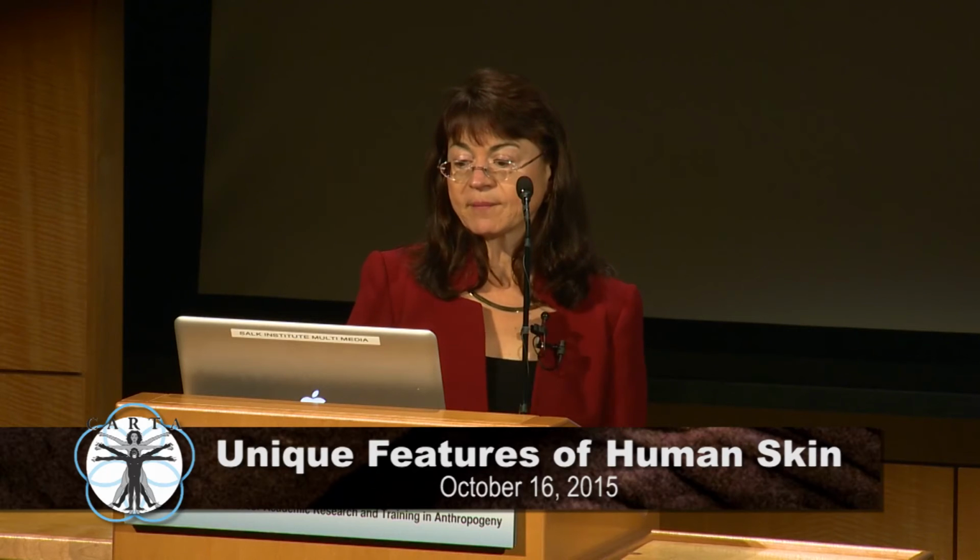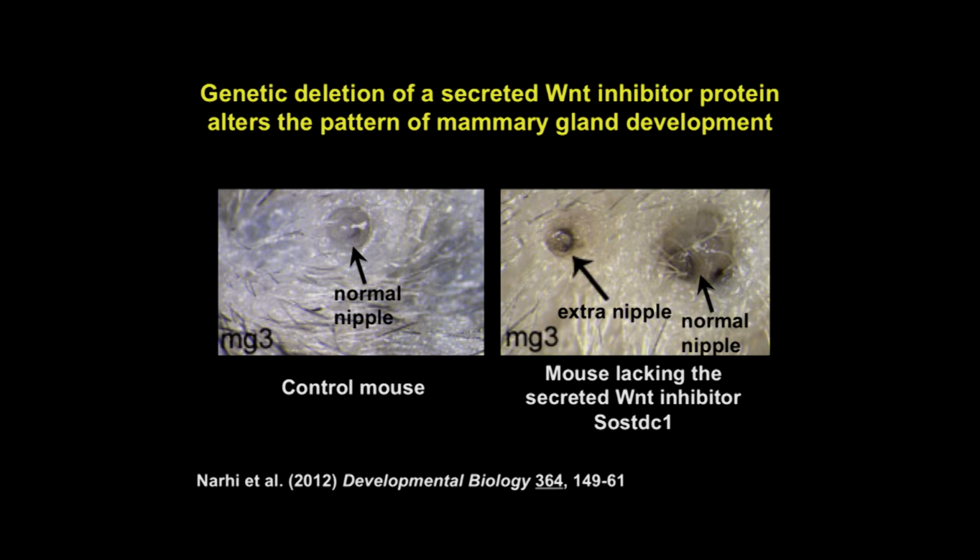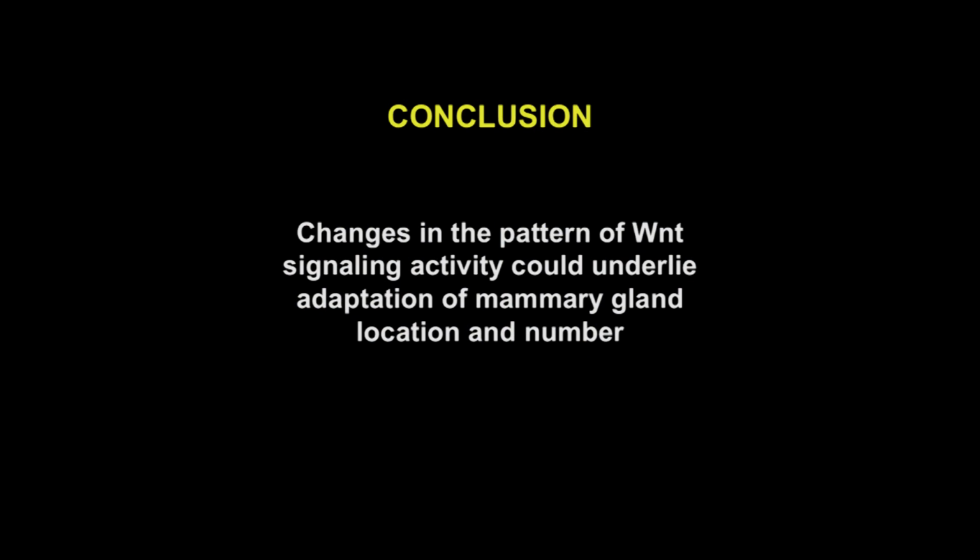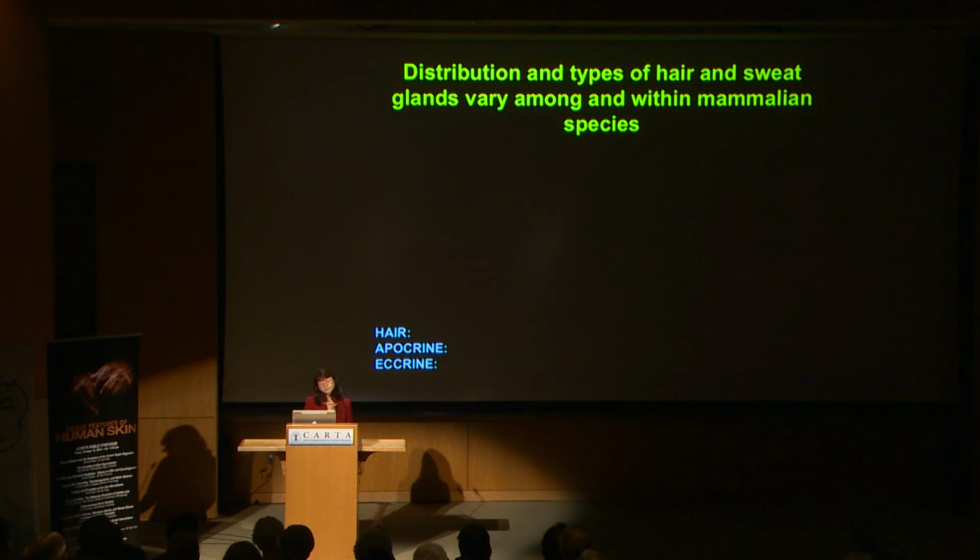And interestingly, in mice which lack a secreted inhibitor protein, which would be expected to result in excess Wnt signaling, we find that these develop extra nipples and extra mammary glands. So these findings suggest that changes in the pattern of Wnt signaling activity could underlie the adaptation of mammary gland location and number.